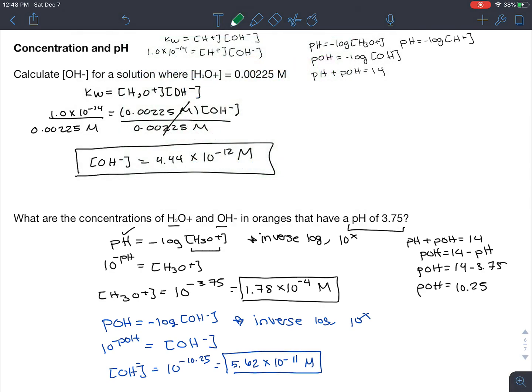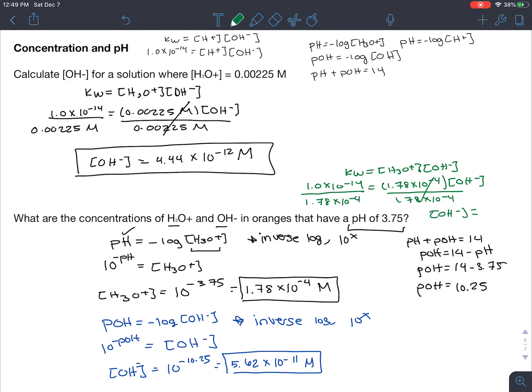Now, you could have also solved this one other way. You could have said, okay, I know Kw is equal to hydronium times hydroxide. I know that I just solved for my hydronium and I know Kw. My hydronium was 1.78 times 10 to the negative 4th, and Kw is equal to that times my hydroxide. And then isolating by dividing by the hydronium concentration on both sides should give you the concentration of hydroxide. If you plug that into your calculator, you would get 5.62 times 10 to the negative 11 molarity.